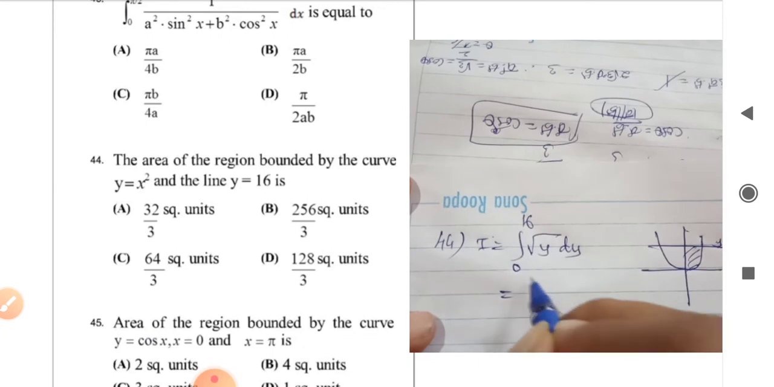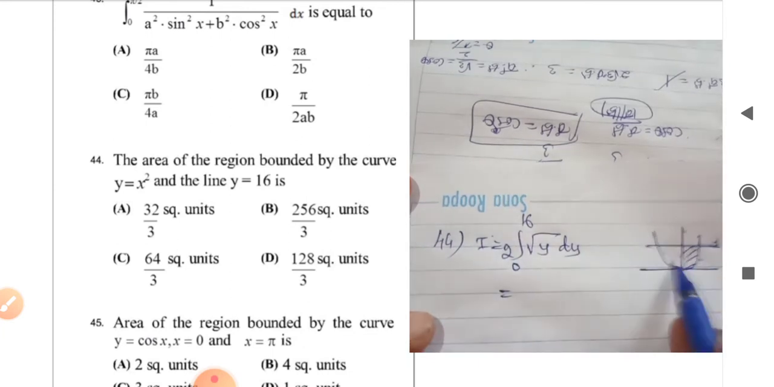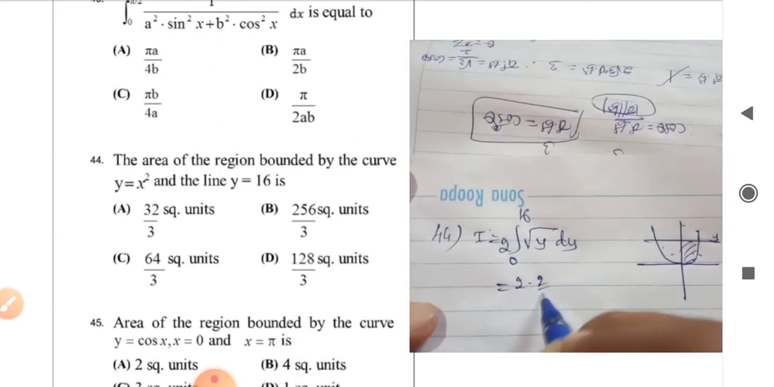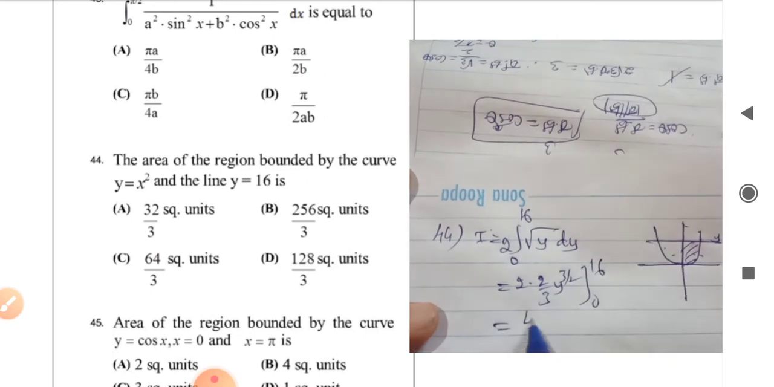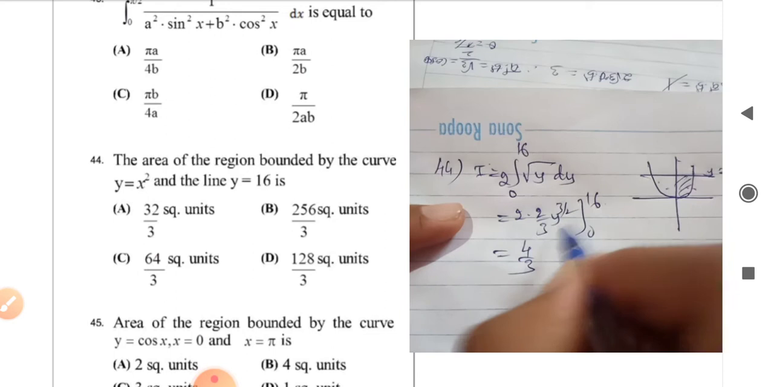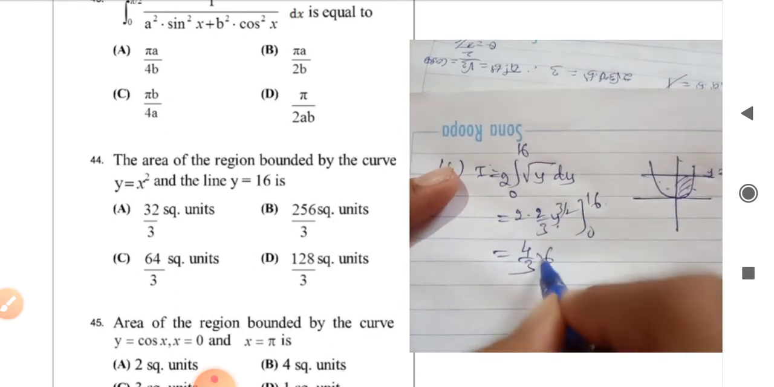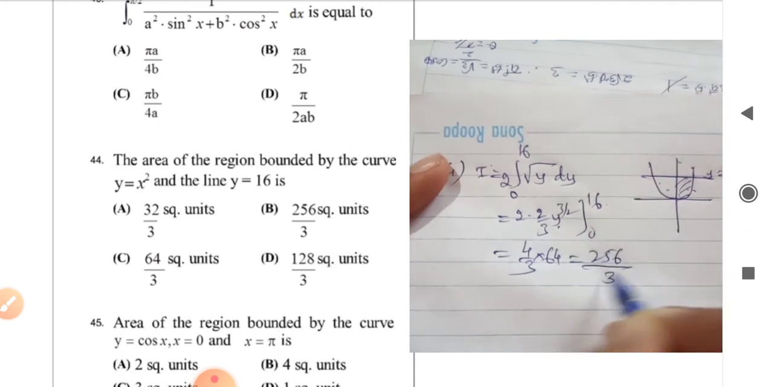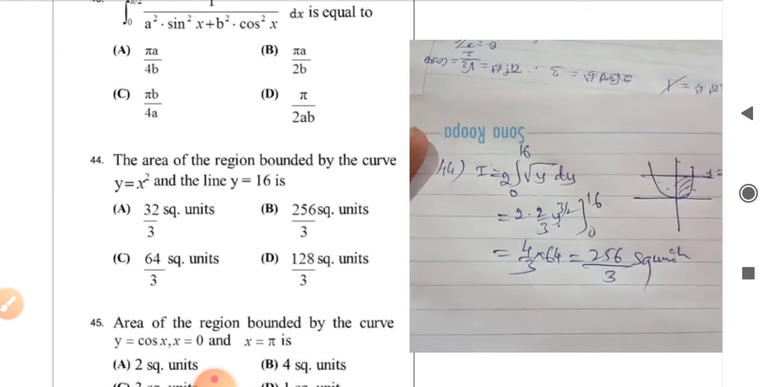So therefore it is 2 times, because of both sides, this and this, so this value will be 2 into 2 by 3 into y raised to 3 by 2, 0 to 16, correct. So it is 4 by 3. Then when I put y equal to 16 here, square root of 16 is 4, 4 cubed is 64. So the final answer is 256 divided by 3, 256 by 3 square units, correct. So it's very simple.